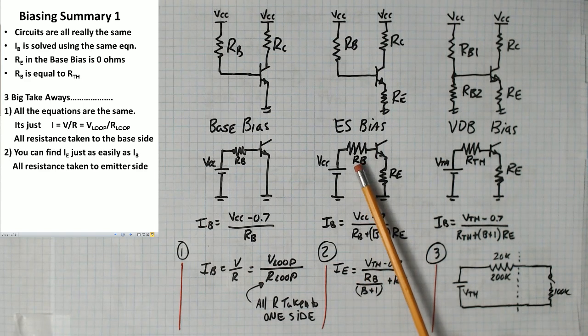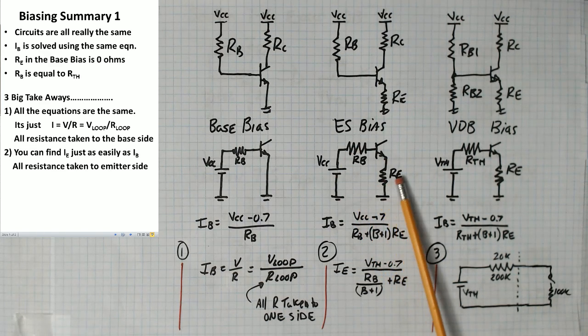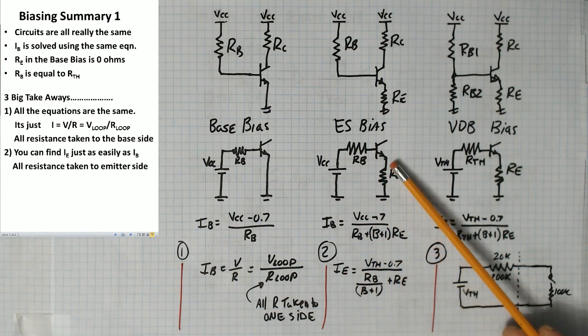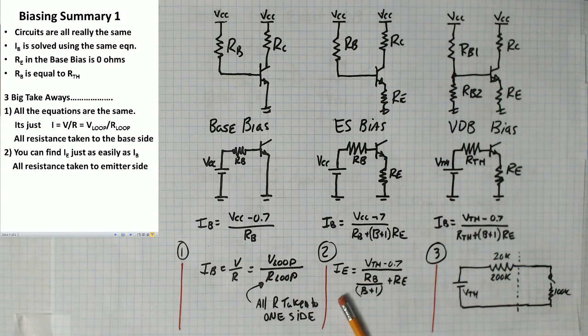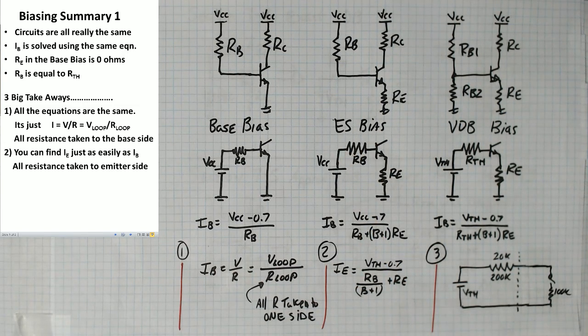So if I take this over to here and divide it by beta, then if I took the loop voltage over that resistance, I would get the emitter current. And that formula is down here. So IE is the loop voltage over the loop resistance, but we move RB to the emitter side to get the emitter current. If you get all the resistance on the emitter side, you get emitter current. If you get all the resistance on the base side, you're solving for base current.